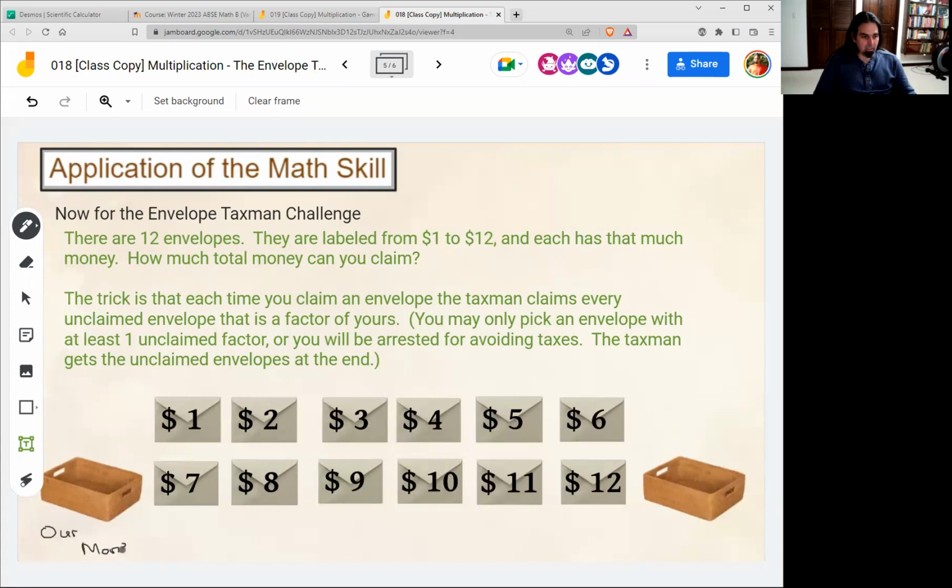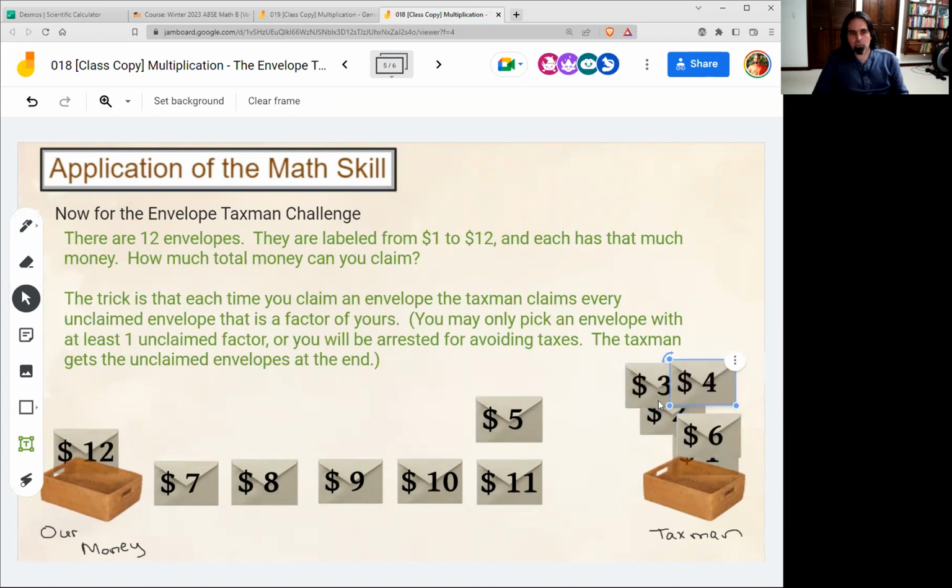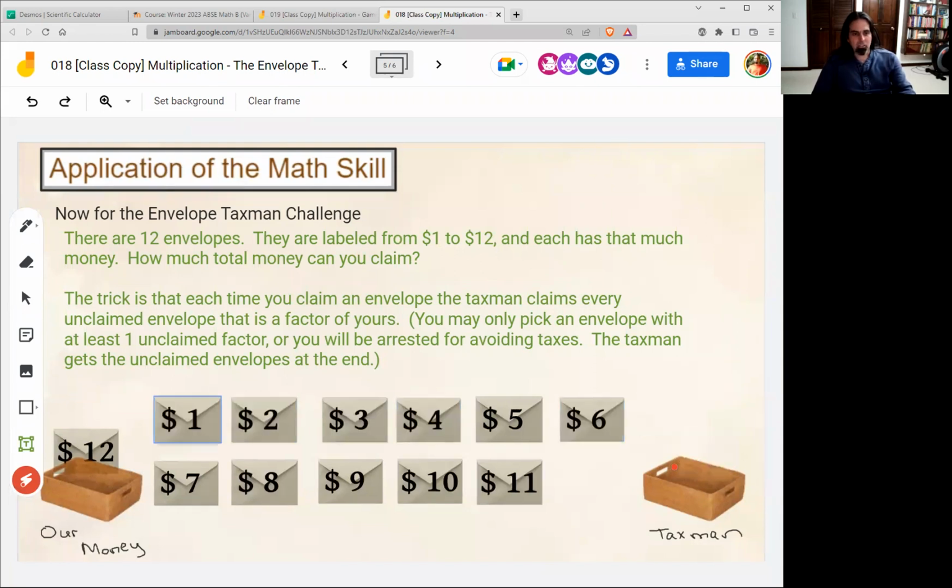Then the taxman gets all the factors. So if we were to be greedy and say, I want 12, then the taxman would get 1 because of 1 times 12. The taxman would get 2 and 6 because 2 times 6 makes 12. And the taxman would also get 3 and 4 because 3 times 4 is 12. So that looked like a good start for us, but the taxman got most of the envelopes, or at least a whole bunch of them.